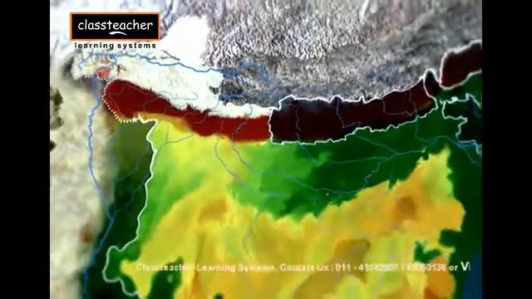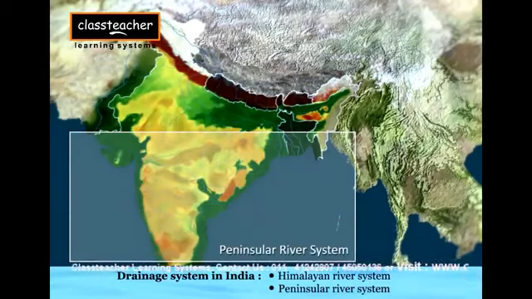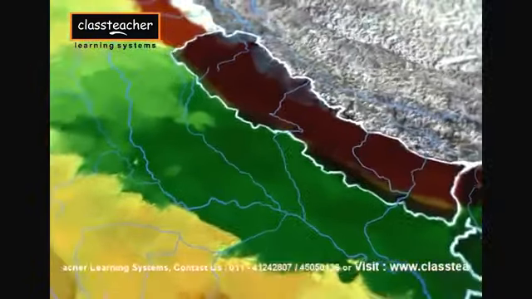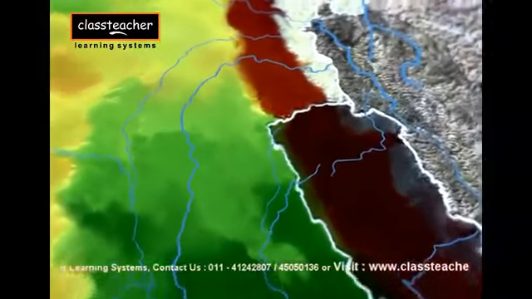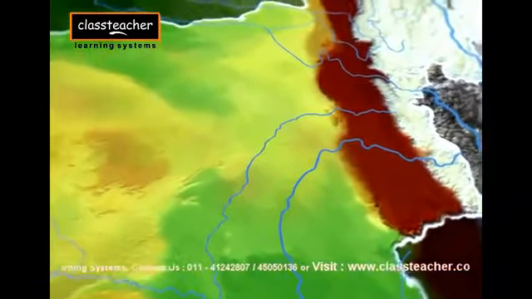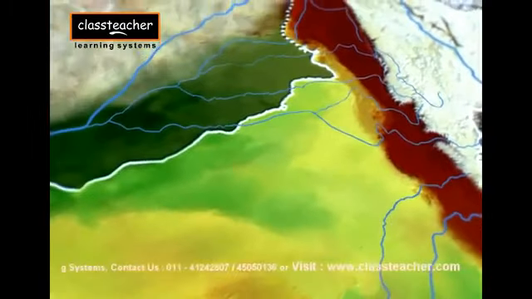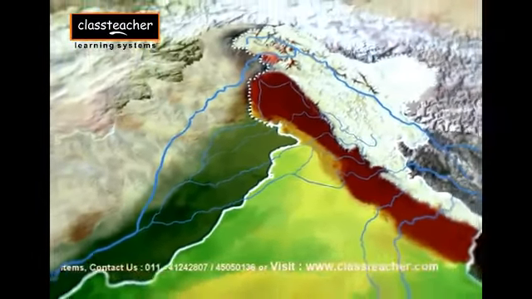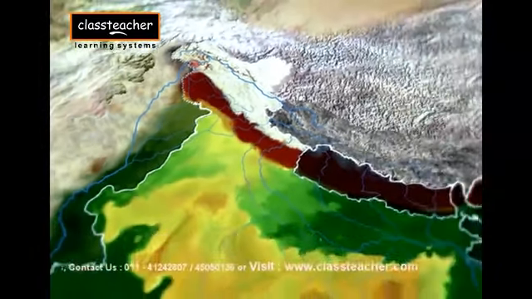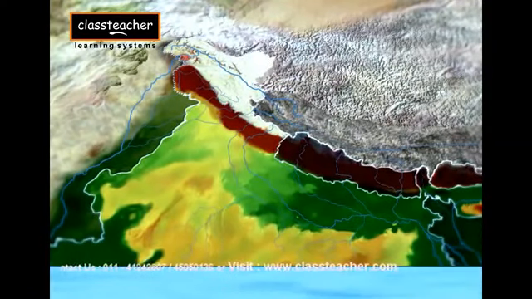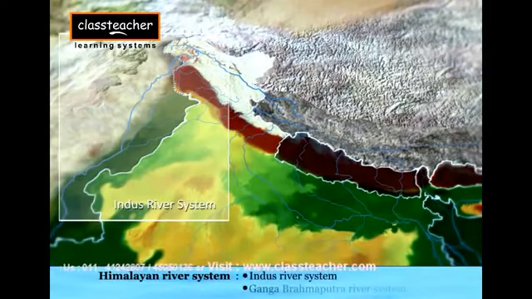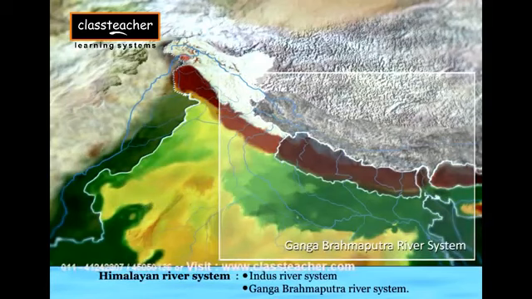The Indian river system is broadly divided into two groups: the Himalayan river system and the Peninsular river system. The rivers of the Himalayan river system drain the northern region of the country. These rivers are snow-fed and thus have a perennial flow of water. The Himalayan river system is itself subdivided into the Indus river system and the Ganga-Brahmaputra river system.